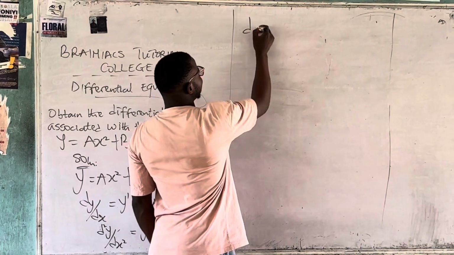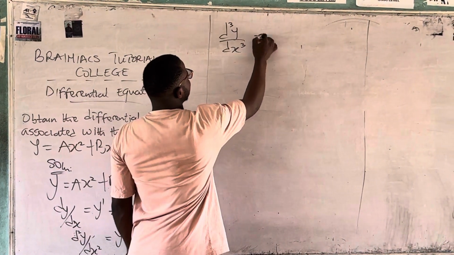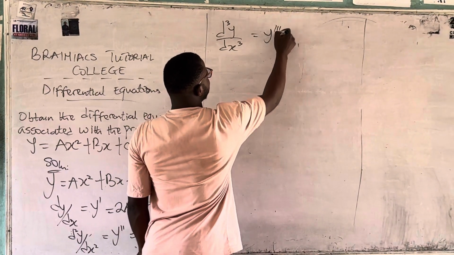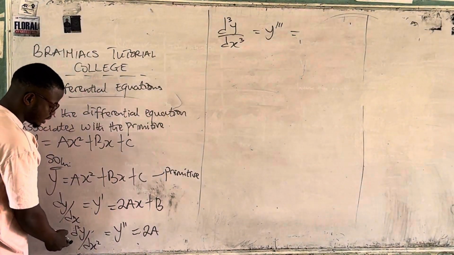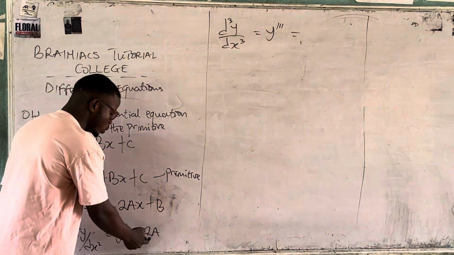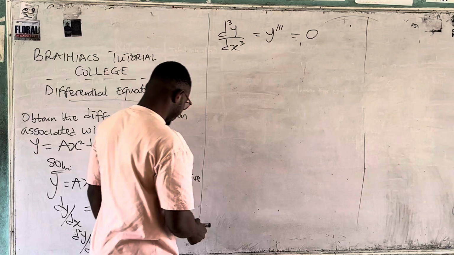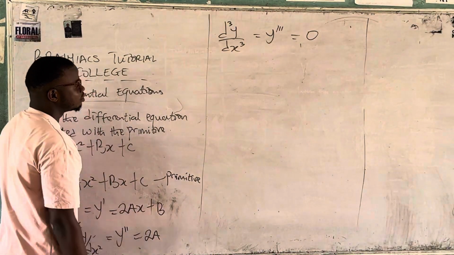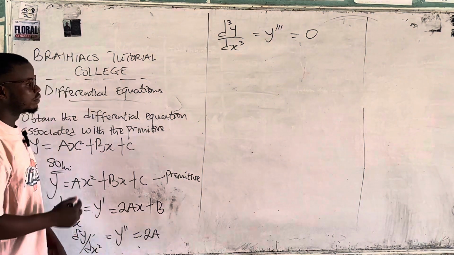Now differentiating the third time, that's d cubed y over dx cubed. So we go back to the second derivative, d squared y over dx squared, where we have 2A. We differentiate this 2A once more. That will give us 0, because in this case there is no x attached, so 2 is a constant, and A is also a constant, that will give us 0.